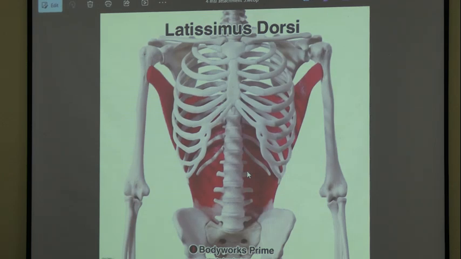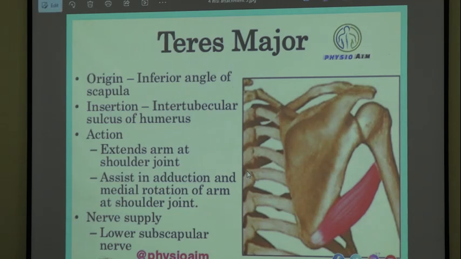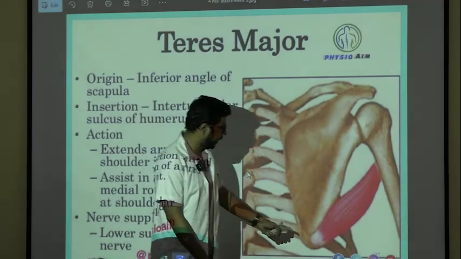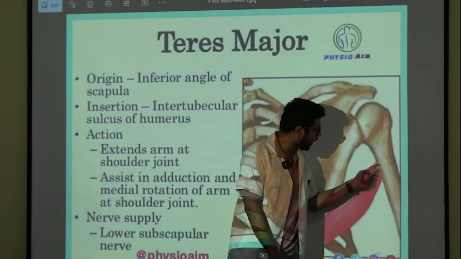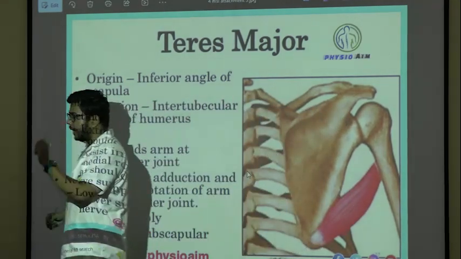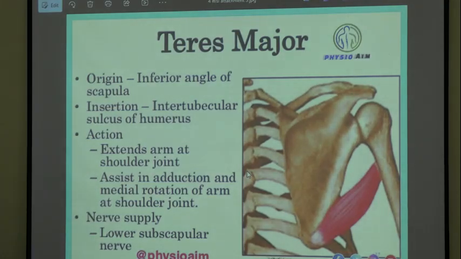And then there is another major. This is the teres major. So in the scapula, it originates from the angle of the scapula, comes like this and attaches in the medial lip of the intertubercular sulcus. Write it down or mark it in the image. Teres major attaches in the medial lip of intertubercular sulcus.